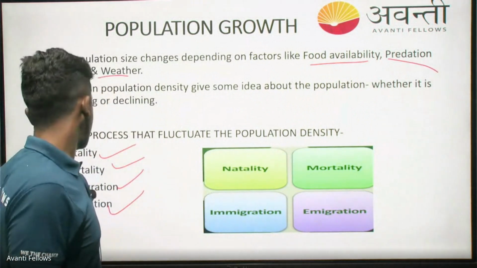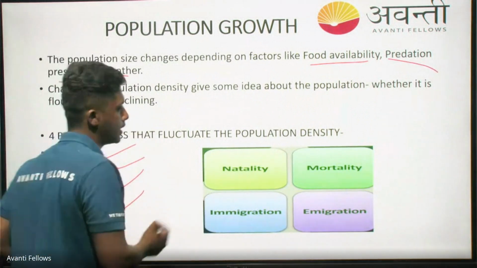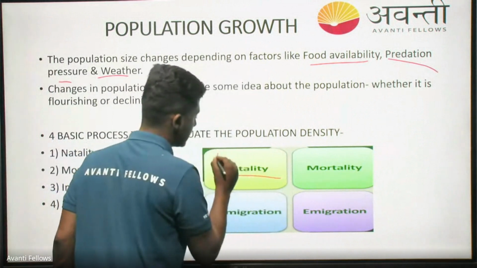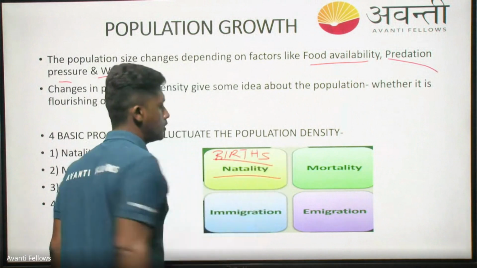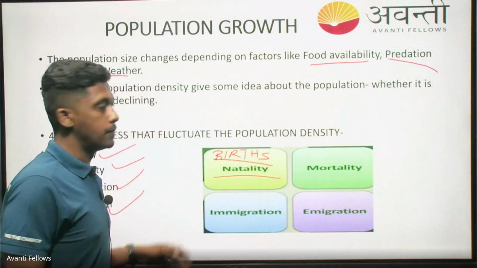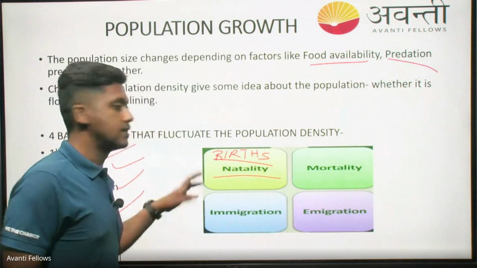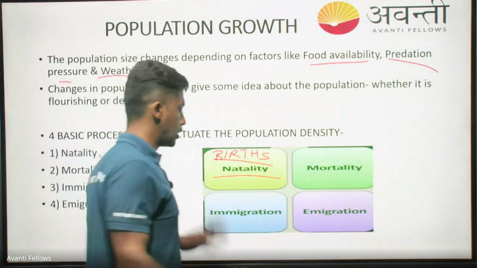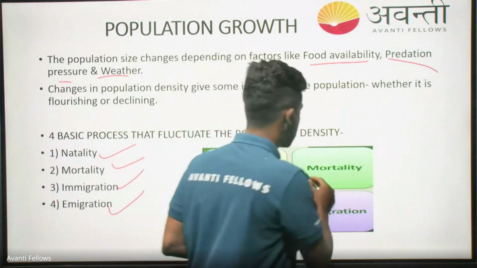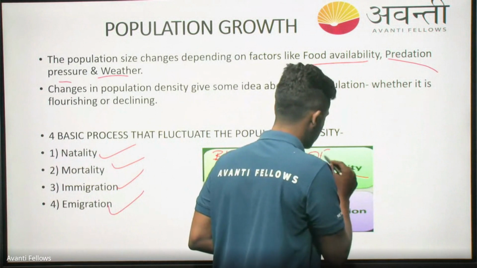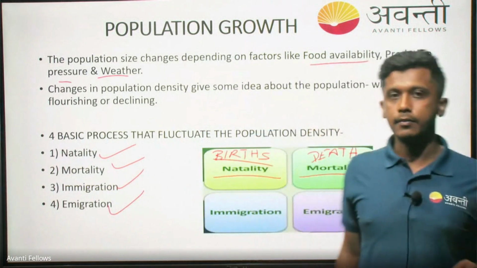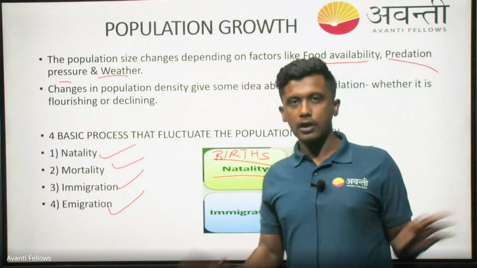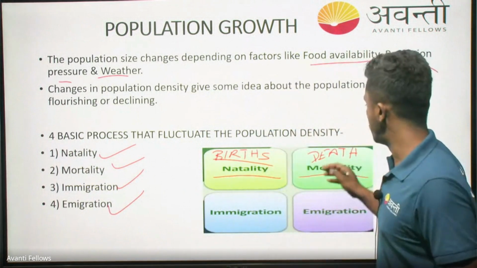What are the most common things? First one is natality. What is natality? Natality is the number of births. The number of births per individual in a particular area is called natality. Mortality is death. It is the total number of deaths in a population in a given time, in a particular place. That is called mortality.